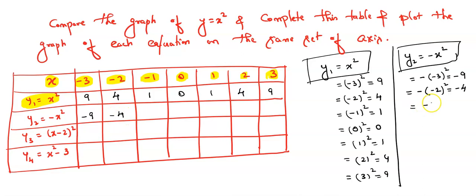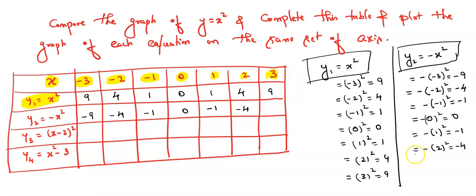Similarly, minus of minus 1 whole square, so it becomes minus 1. Then minus 0 square becomes 0. Then minus 1 square becomes minus 1. Then minus 2 square becomes minus 4. Similarly, minus 3 square becomes minus 9. Okay, negative 9. I hope you are understanding how to solve this.